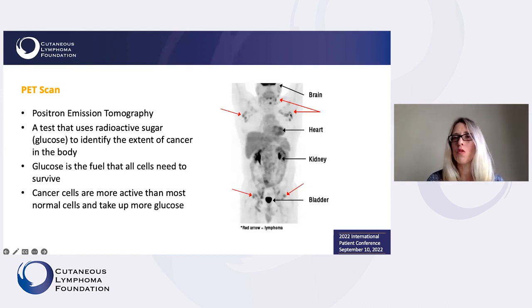Now, there are some normal cells that take up a lot of glucose, like your brain and your kidneys. However, that's normal and we understand that. But then we do see the lymphoma present in lymph nodes. Here, this is actually under someone's arm, and here in the pelvis as well.